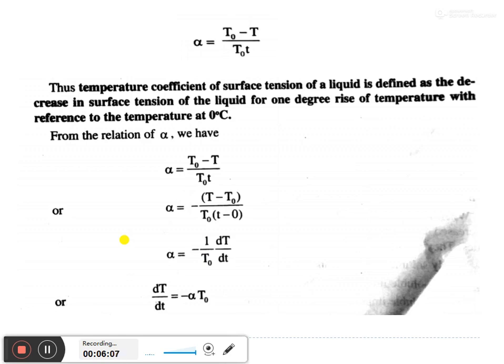So from the above expression, we can write alpha = (T0 - Tt) / (T0 t). Then by mathematical steps we define alpha = -(1/T0) dT/dt, and dT/dt = -alpha T0.